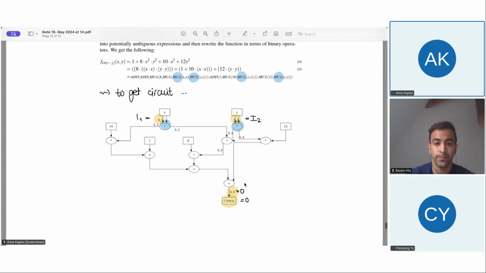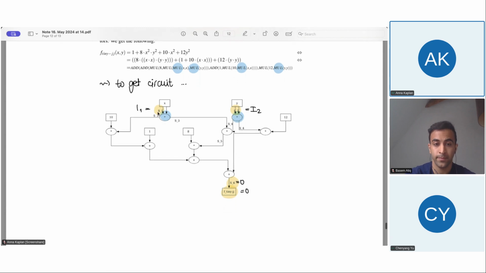Okay. So what incoming edges do we have? We have here the incoming edges from the x and from the y's.